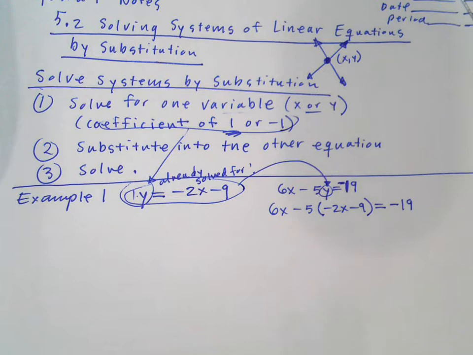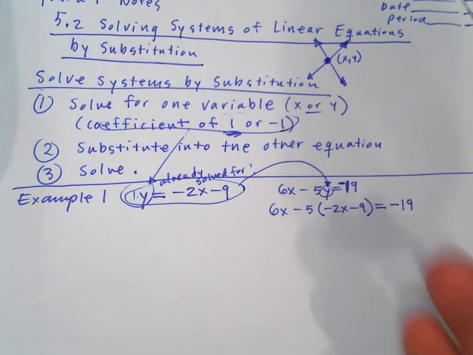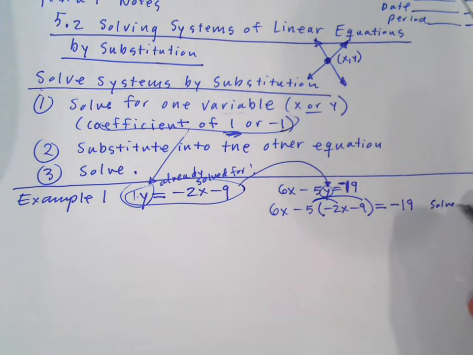Now the cool thing about this is we started with two equations, two unknowns. Now we have one equation, one unknown. So we can totally solve for x. We've been doing this for a long time, just solving for x. So now we're going to solve for x. We now have one equation with one variable. So it's not really a system anymore, right?